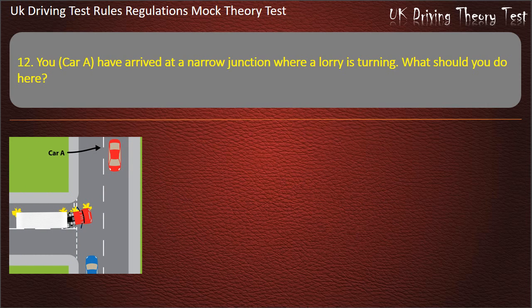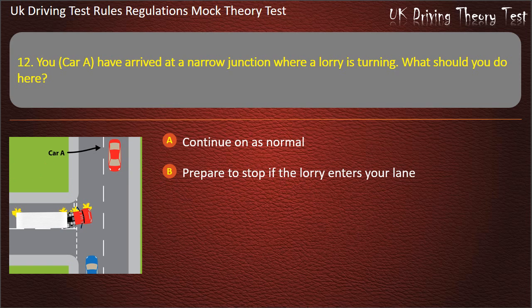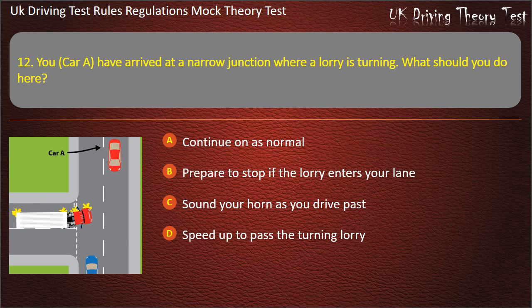Question 12. You, car A, have arrived at a narrow junction where a lorry is turning. What should you do here? Continue on as normal. Prepare to stop if the lorry enters your lane. Sound your horn as you drive past. Speed up to pass the turning lorry. Answer. Prepare to stop if the lorry enters your lane.